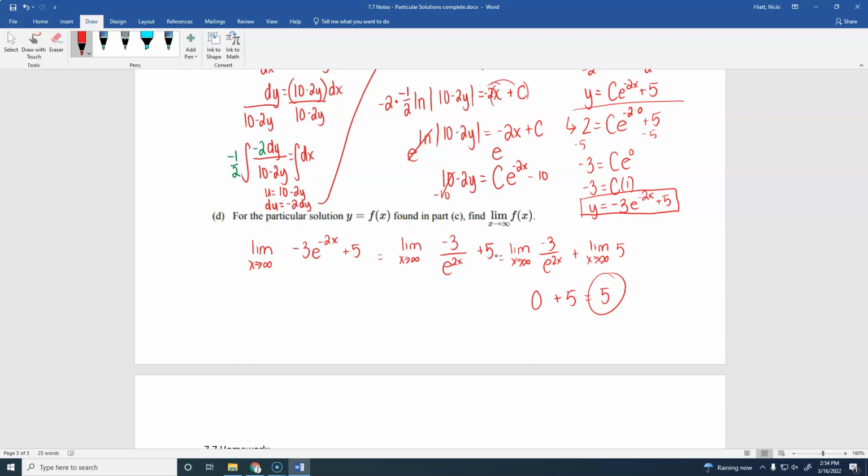There's no variable there, so it's just a horizontal line. It's just always 5 no matter what. If it was 5x, it would be different. It would be like infinity.